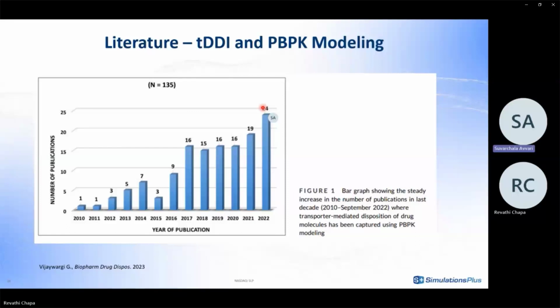PBPK modeling can be applied are transporter-mediated DDI prediction in genetically polymorphic populations or populations with other comorbidities like hepatic impairment, renal impairment, or a special population where one needs to develop a more sound mechanistic and physiological model to simulate the situation.